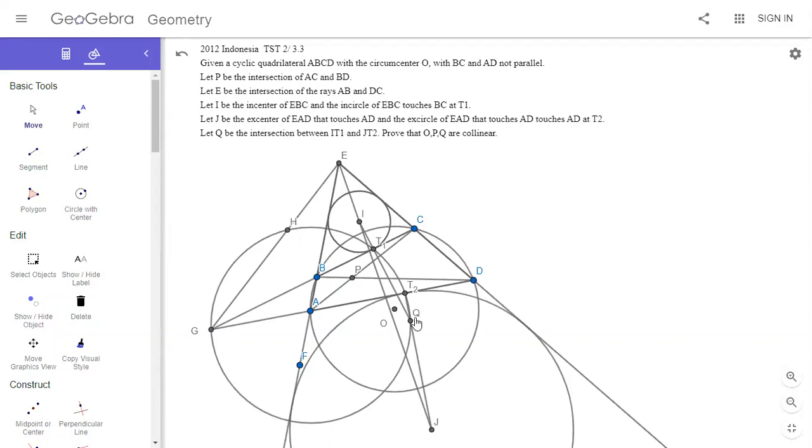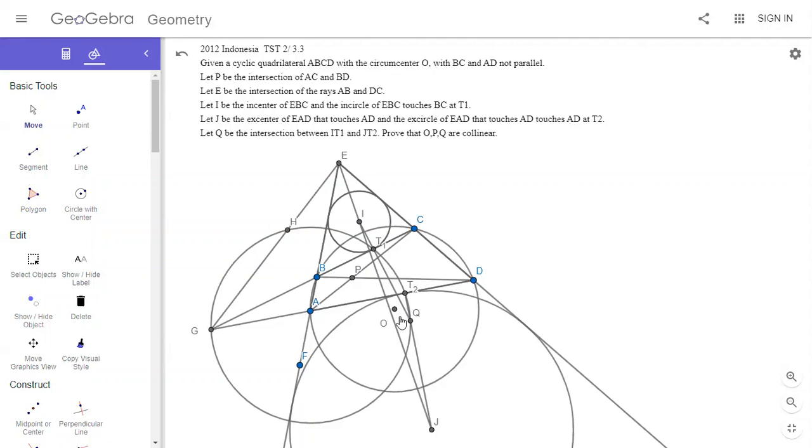I wonder if we could use Pascal's theorem again. Possibly. I don't see an immediate way how to do it, but that doesn't mean it's not possible. So we have G, H, T1, T2, Q. Yeah, no, this does look like a hard problem. Maybe there's a different way of thinking about it.